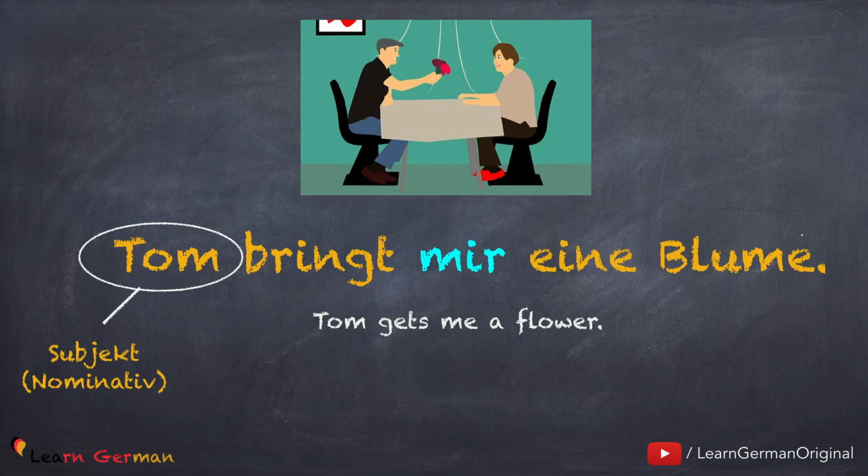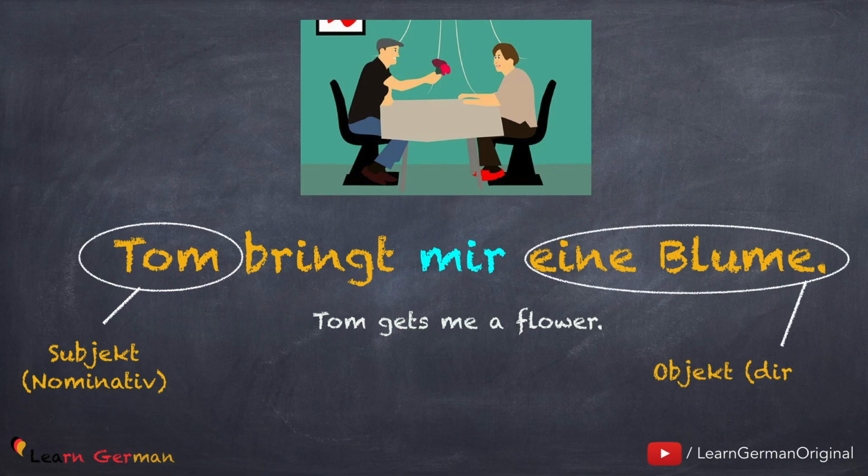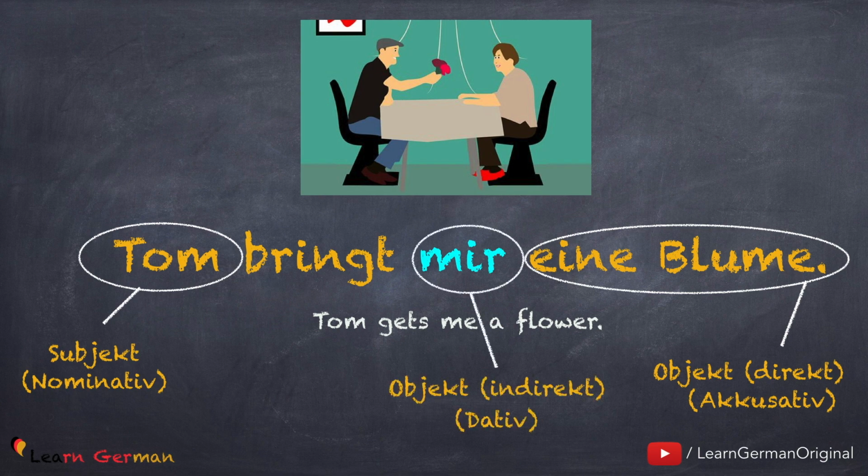Now since Tom is bringing the flower, the flower becomes the direct object. Eine Blume is direktes Objekt, and this object is the accusative object. And since he's getting the flower for me, mir becomes the indirect object. Mir is indirektes Objekt and this object will be the dative object.